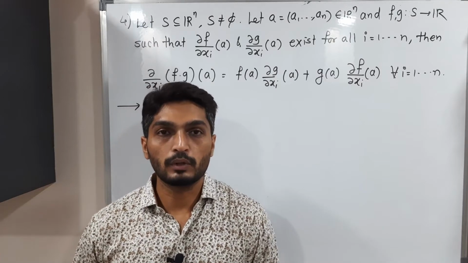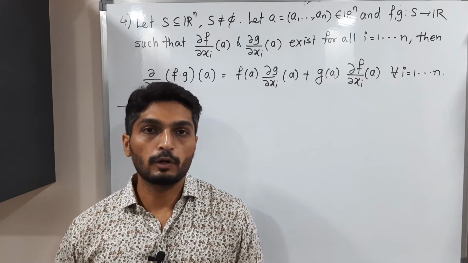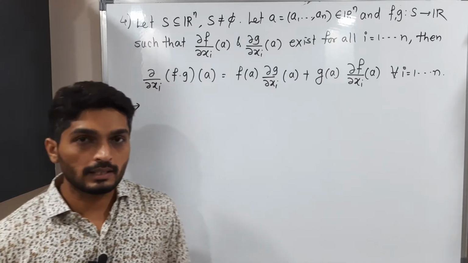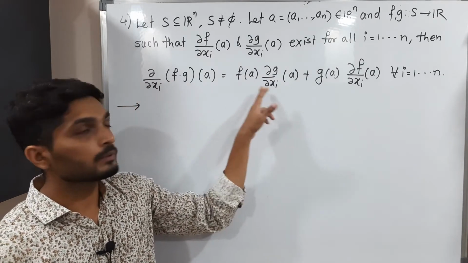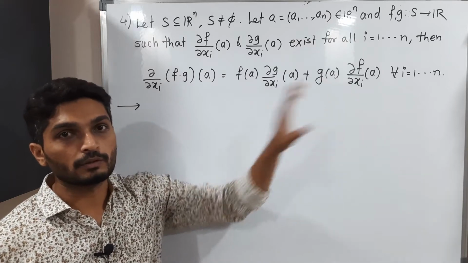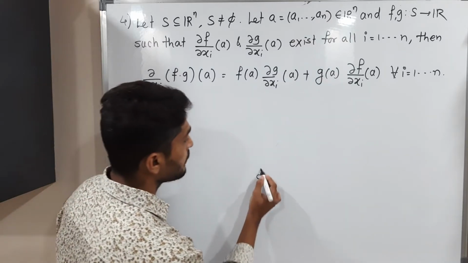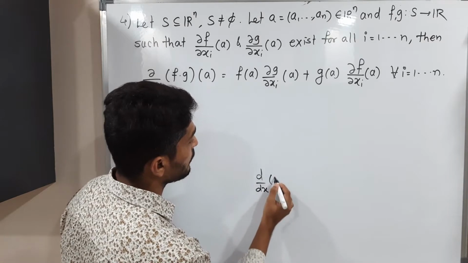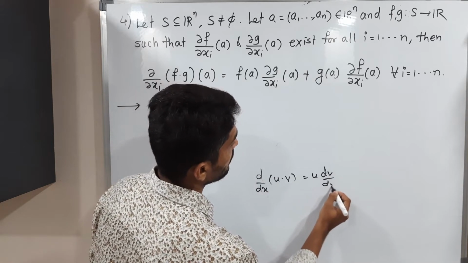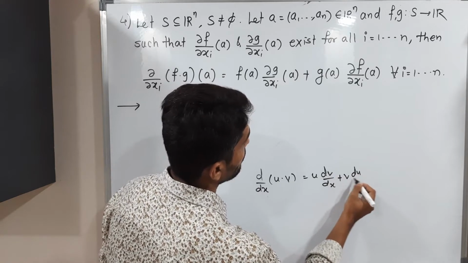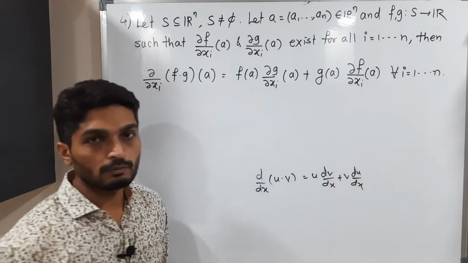The fourth important theorem of algebra of partial derivatives. This theorem says the derivative of f into g is equal to f into the derivative of g plus g into the derivative of f. It is the same formula we studied in 12th standard, the derivative of u into v, which is u into the derivative of v plus v into the derivative of u.